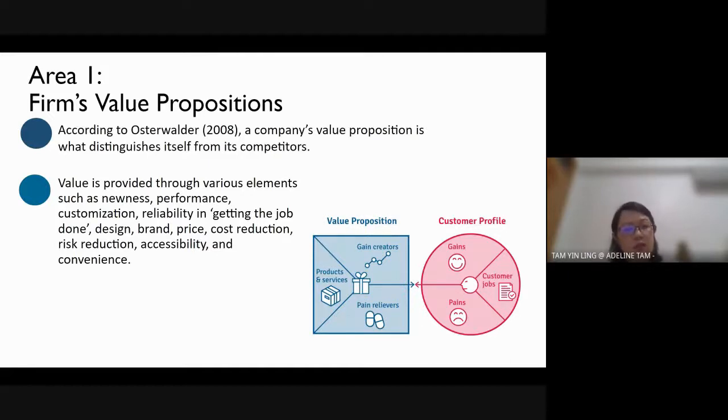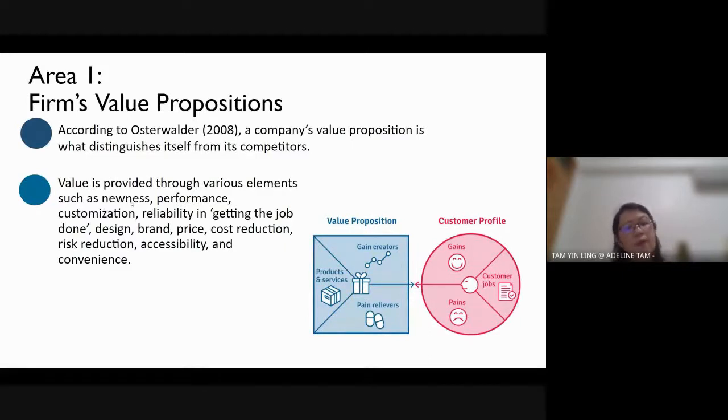Okay, all this will come out with a term, value. How much is this value? This is like in Malay we call it nilai. Apa yang penting kepada pengguna? What is good or important for the consumer? And value is provided through value elements.